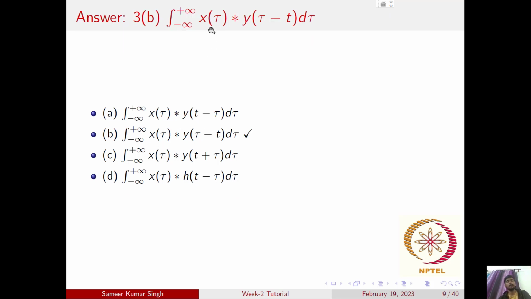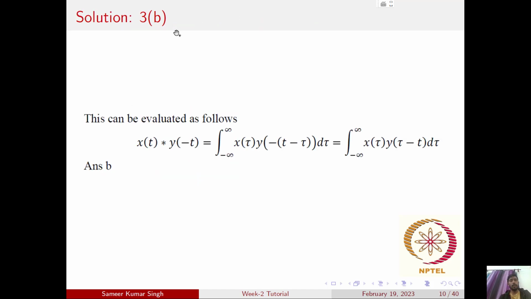So we can write x(t) y(tau minus t) dt, and we will integrate both terms from minus infinity to plus infinity. That is the explanation. So we can write x(t) convolved with y(t) directly in the form of the integral from minus infinity to infinity of x(tau) into y(t minus tau). But here we shift t by minus t, so we write the minus sign outside, and it will become t minus tau.